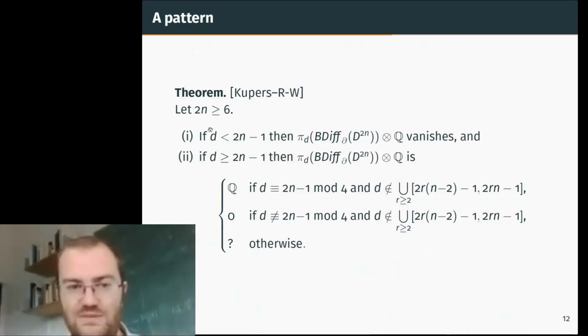But going back to this, the pattern is that below 2n-1, there's nothing. Above 2n-1, there is some uncertainty generally. But if the dimension is not in the union of these bands, then it's either Q or 0, depending on whether D is 2n-1 mod 4 or not. That's just the mathematical formulation of the chart.